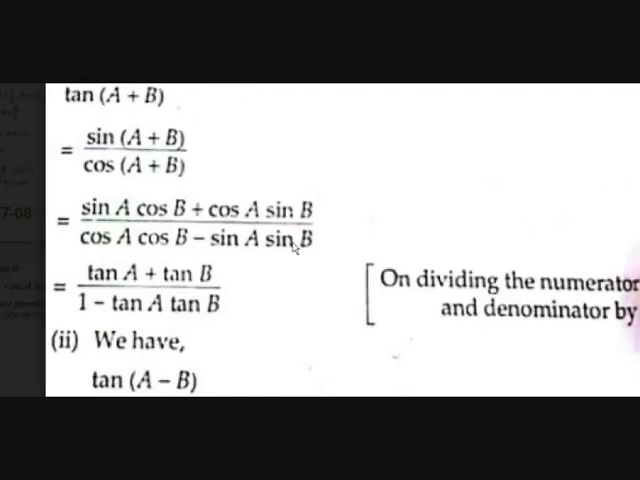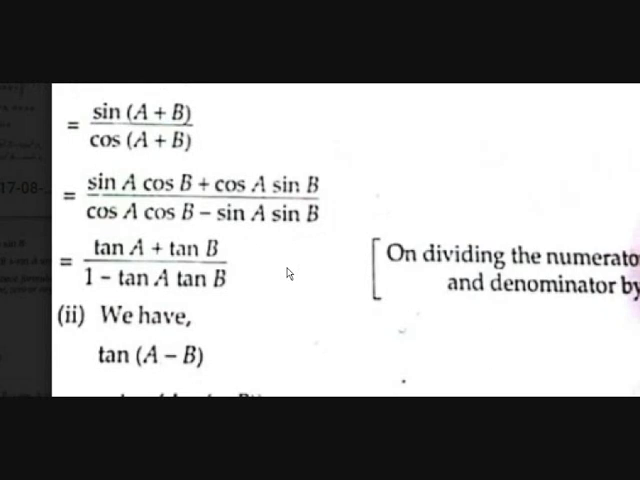We divide them by cos a cos b, then we will get sin a cos b by cos a cos b, means cos b cancelled. You will get sin a by cos a, means tan a, plus similarly here you will get tan b. In the denominator you will get 1 minus sin a by cos a, tan a, sin b by cos b, tan b. So tan a plus tan b by 1 minus tan a tan b.